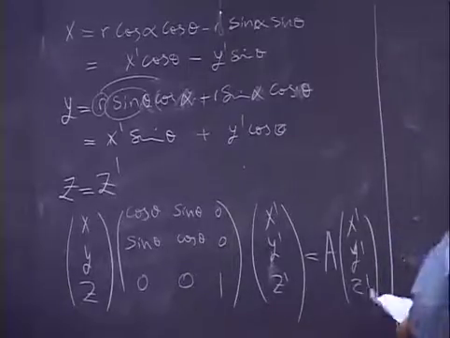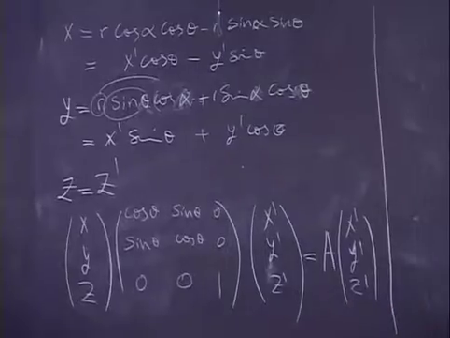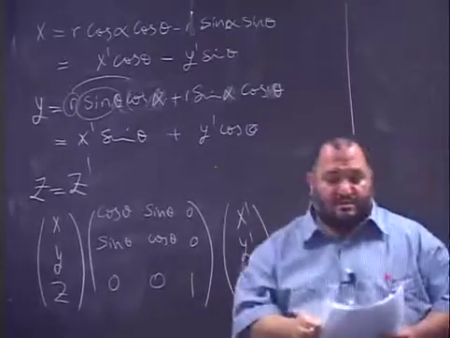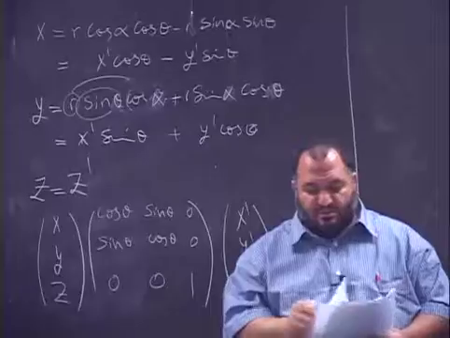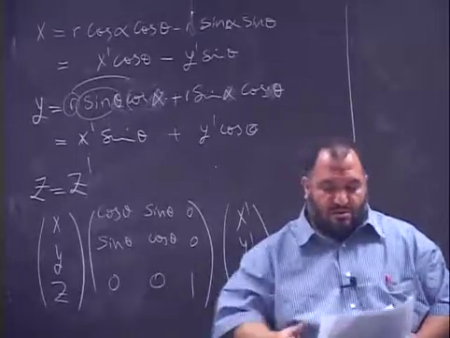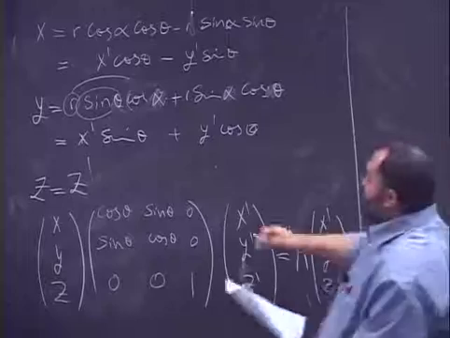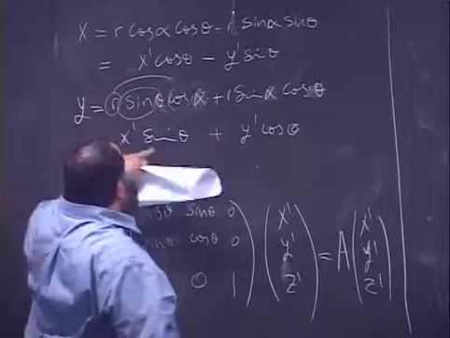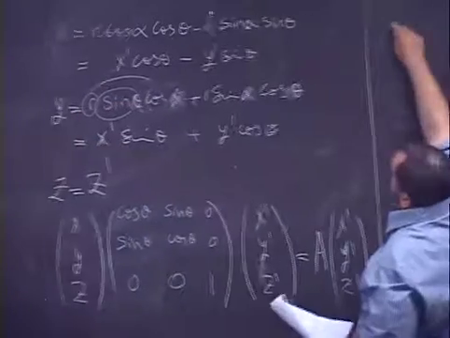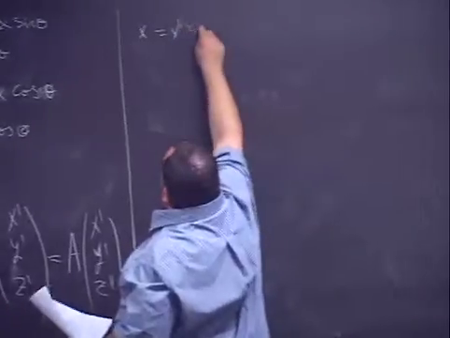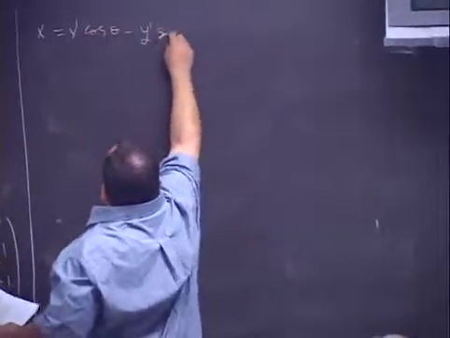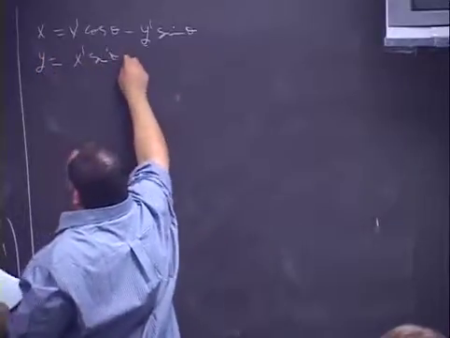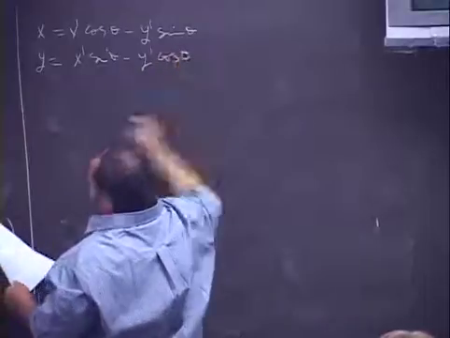Now, can we do the opposite? Yes, we can do the opposite. All you do now is, instead of solving here, I solve here for what? X and y. Yes? I can still solve for x prime and y prime. Here it is. I will show you how to do it. X equal to x prime cosine theta minus y prime sine theta. Y equal to x prime sine theta minus y prime cosine theta.